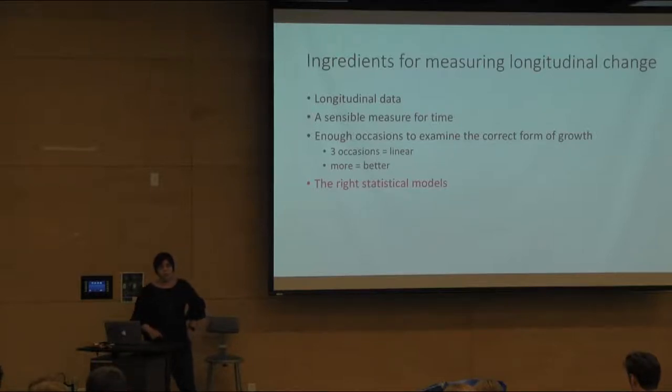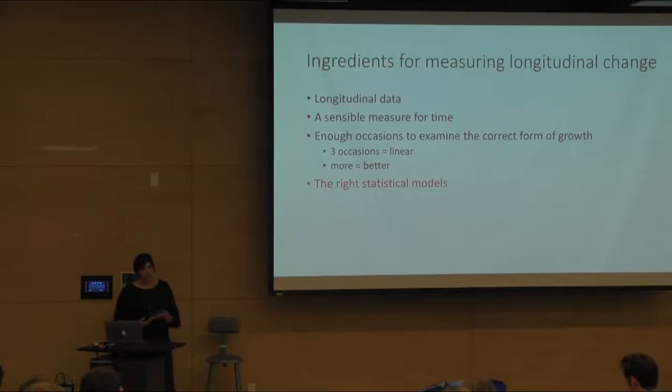But basically the thing is that if you are trying to measure longitudinal change, you need a bunch of things. You need longitudinal data, you need time measurement, you need enough occasions to measure the correct form of growth. And I think that this is always very interesting. The fact is that you actually need 3 occasions of measurement to accurately look at linear growth. And the reason for that is that if you only have 2, you confound your measurement error with your individual change. And that becomes impossible to untangle. But the most important thing is that you need the right statistical models.